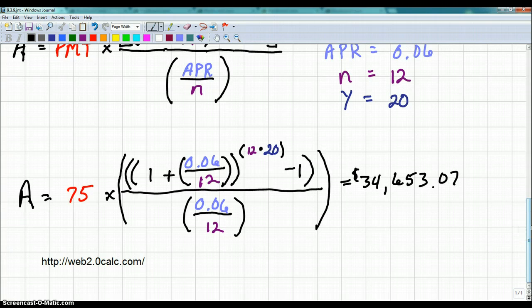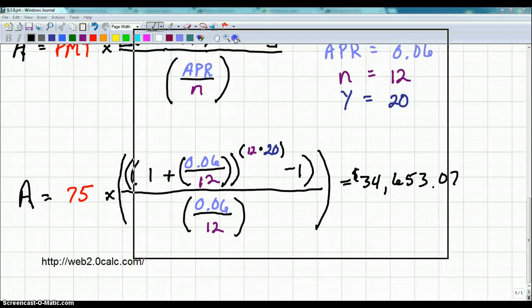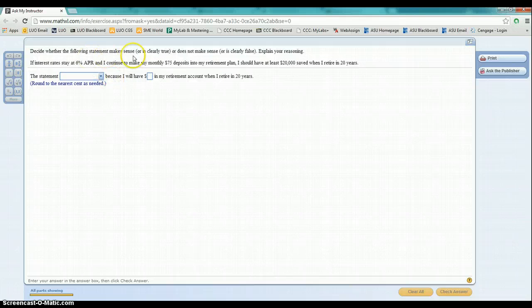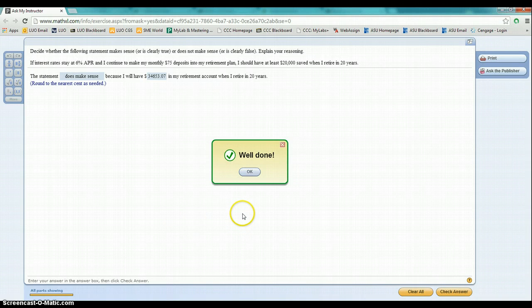So now I can look at this and I say, yes, I can answer this. Let's look at your answer. Bring this over. This says, decide whether the following statement makes sense. Well, we're looking to be at least $20,000. So the statement does make sense because the person in the problem is going to have $34,653 and 7 cents. And it says round to the nearest cent. Now I'm going to check my answer, and we'll see that it says well done. And that's how you do that particular problem.